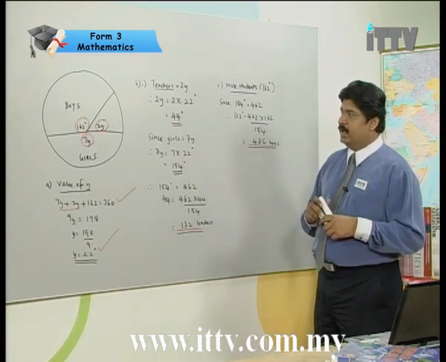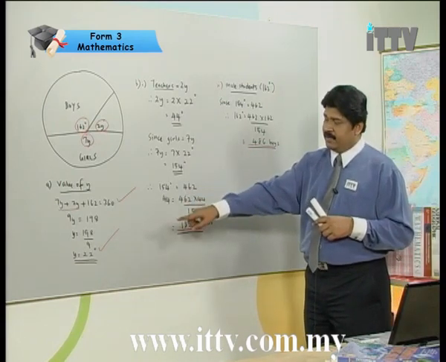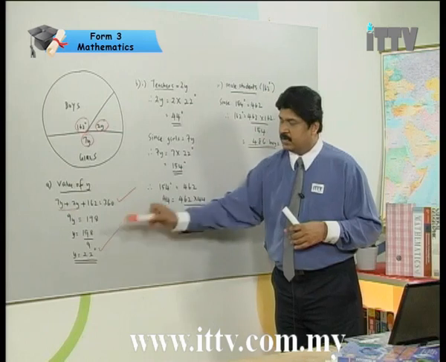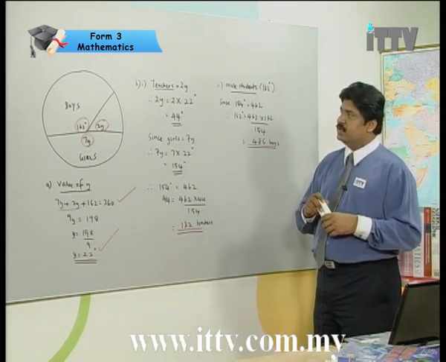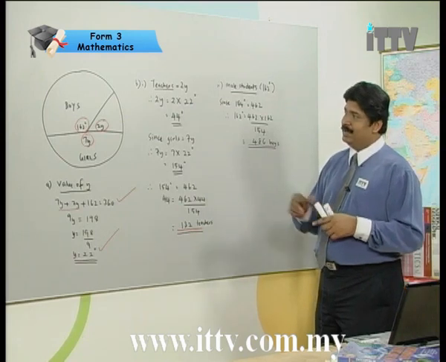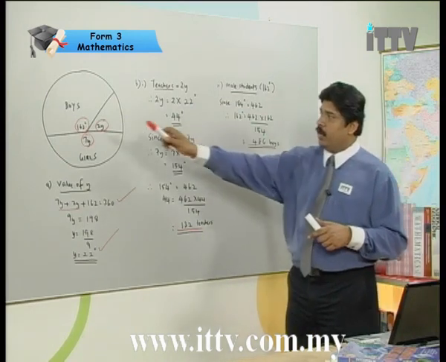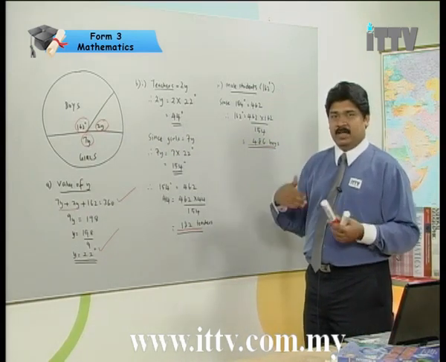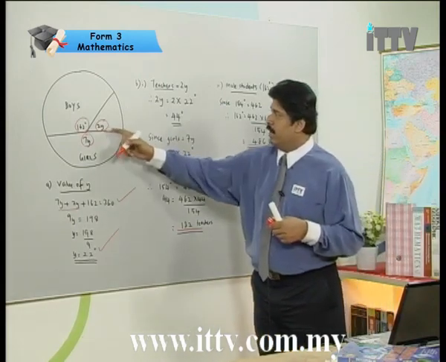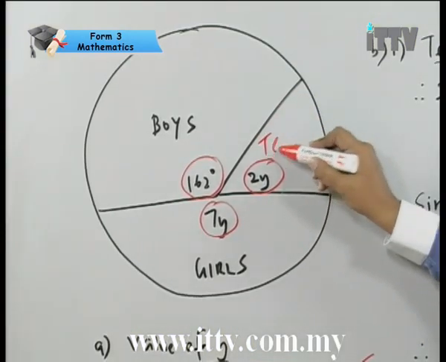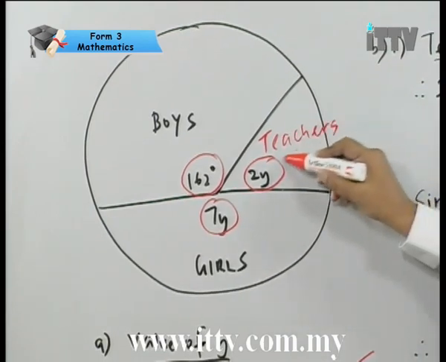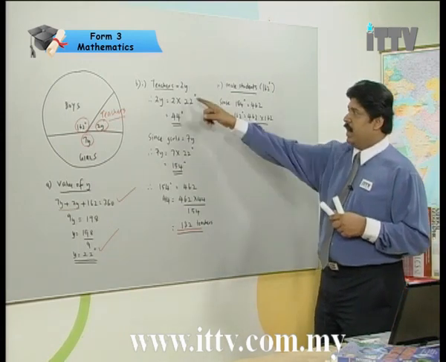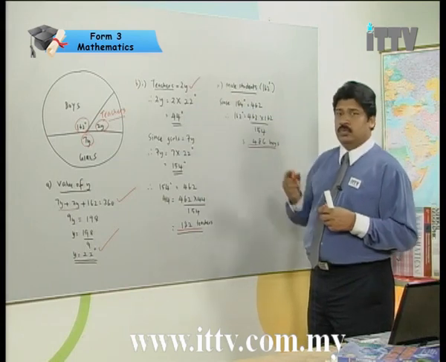Now, in our earlier calculation for part A, we have found out that y is equal to 22 degrees. Now, in order for us to find teachers, if you note in the pie chart, we have boys, we have girls, but teachers are not indicated. So therefore, we have to presume that 2y here represents the teachers. So I'm going to put it here as teachers. So this particular sector represents the teachers.